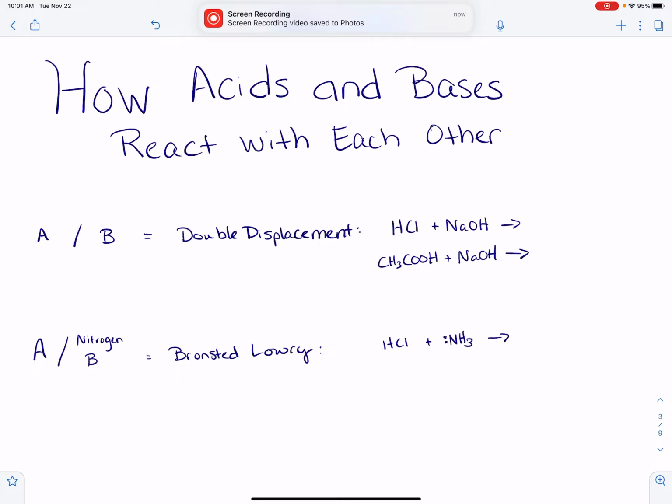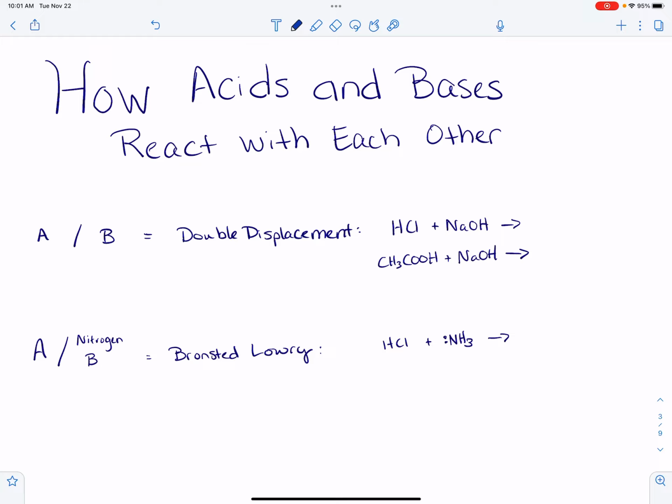Okay, so with these, they're going to react one of two ways. You can either think of the acid-base reaction as a double displacement or a Bronsted-Lowry. There are some things that can only be Bronsted-Lowrys, but there are others that you can see as being both double displacement and Bronsted-Lowry.